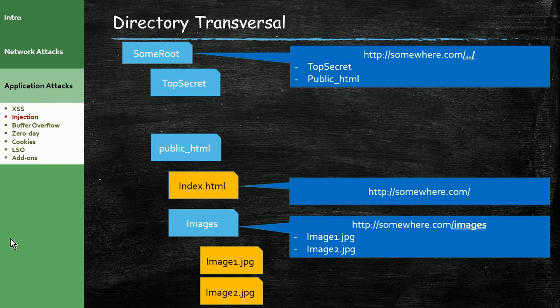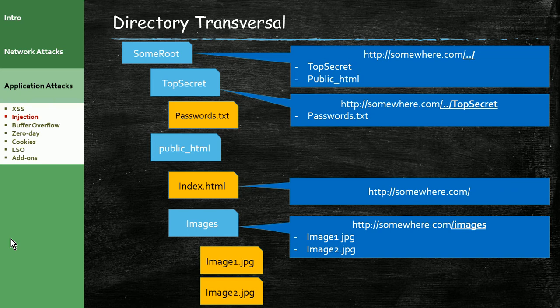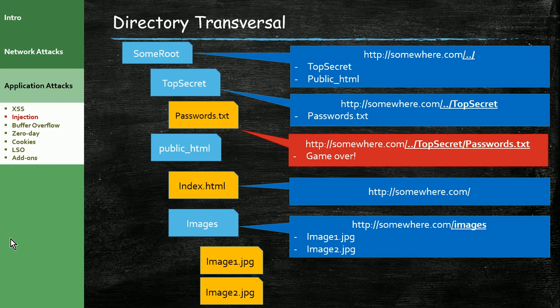So right now I'm in public.html. That's where index.htm is. That's where I land when I go to this website. But if I put .. it puts me into some root, right? So now I'm outside public HTML, and I can see a top secret directory. And inside that top secret directory, I can see this directory now because the web server listed directories for me. Now I know I can go into top secret, and I see that there's a file in there called passwords.txt. And now as the attacker, I throw passwords.txt on the end, and I can see the list of passwords. Game over, right?